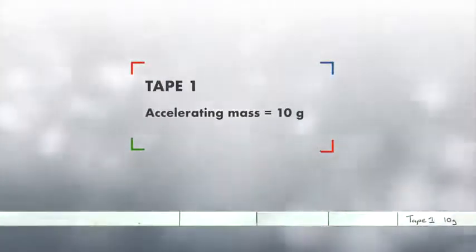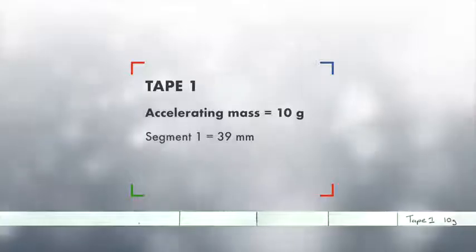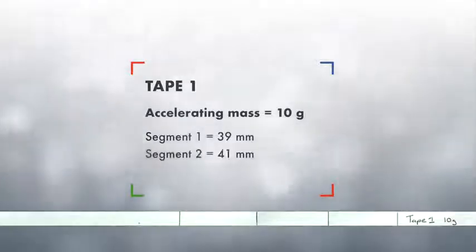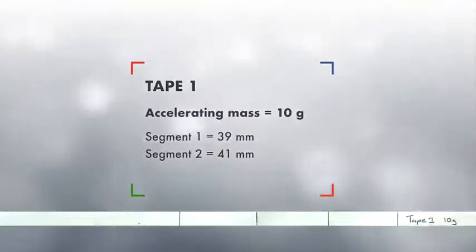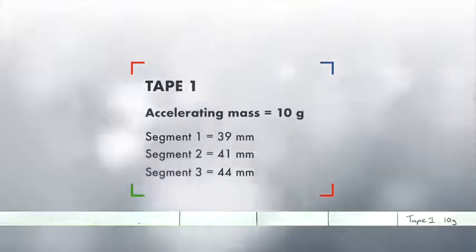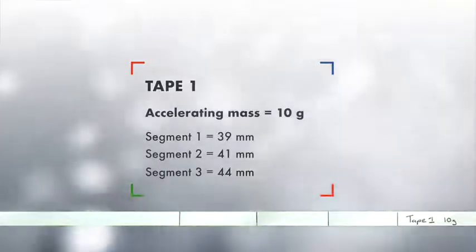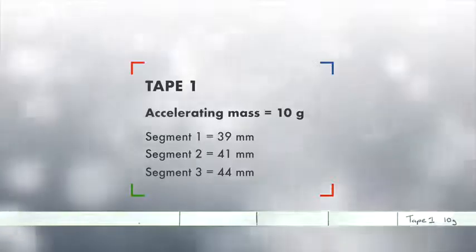Segment 1 has a length of 39 millimeters. Segment 2 has a length of 41 millimeters. Segment 3 has a length of 44 millimeters. And that is the first set of readings done.